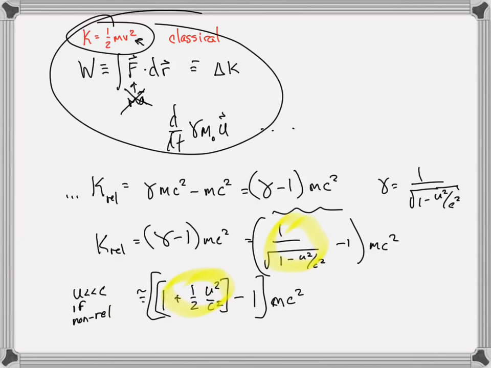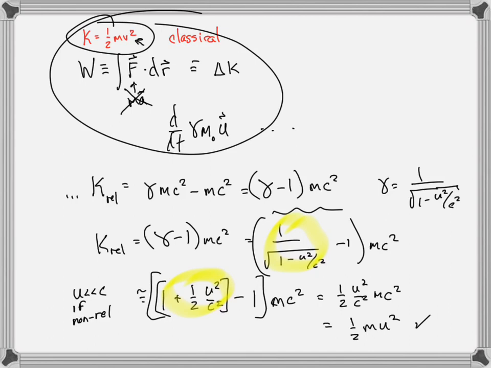And so what are we left with? 1 minus 1, so 1/2 u squared over c squared times mc squared. Look at that. That's 1/2 m u squared. Check. So that is the classical form. The relativistic form, which looks very different, turns into the classical form for speeds that are non-relativistic, or low speeds.